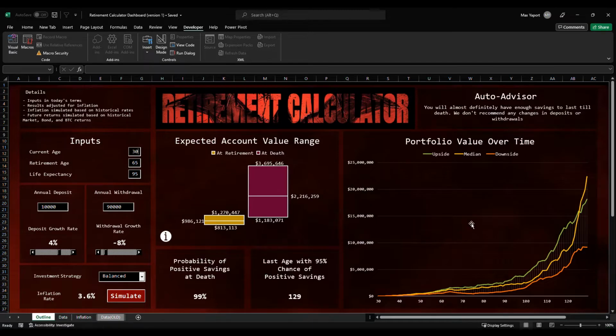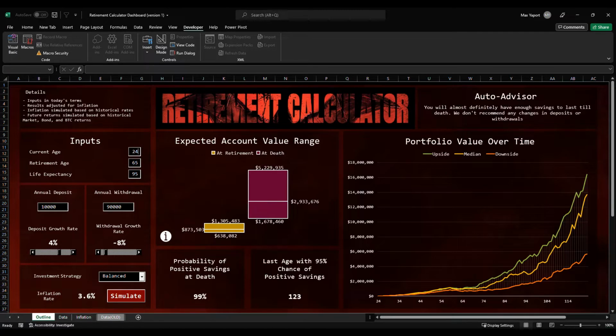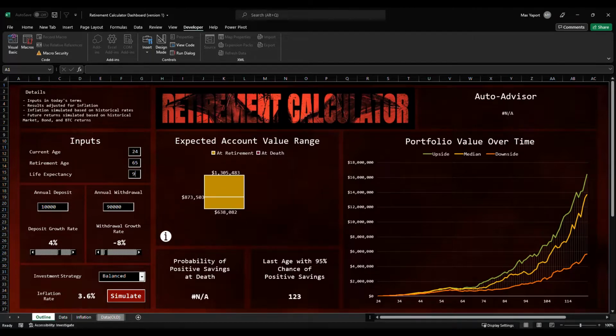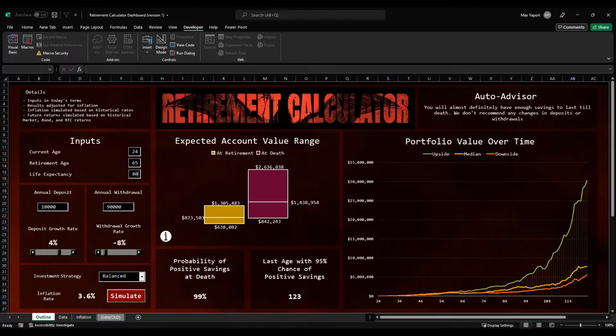So let's say we're simulating Batman. Batman is 24 years old. He will retire around the age of 65 and probably die around 80 years old. Batman would like to deposit $10,000 a year with a growth rate of, let's say, 3%, which can be adjusted with this slider.